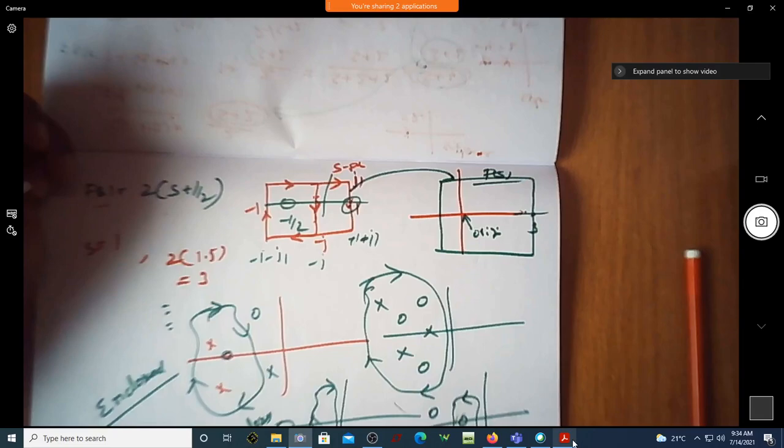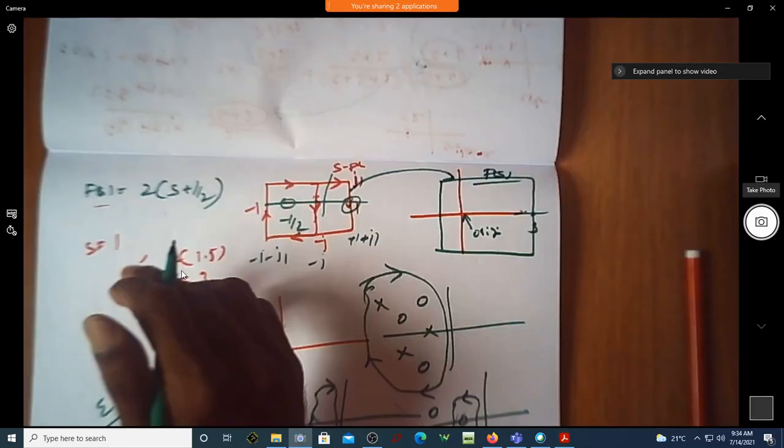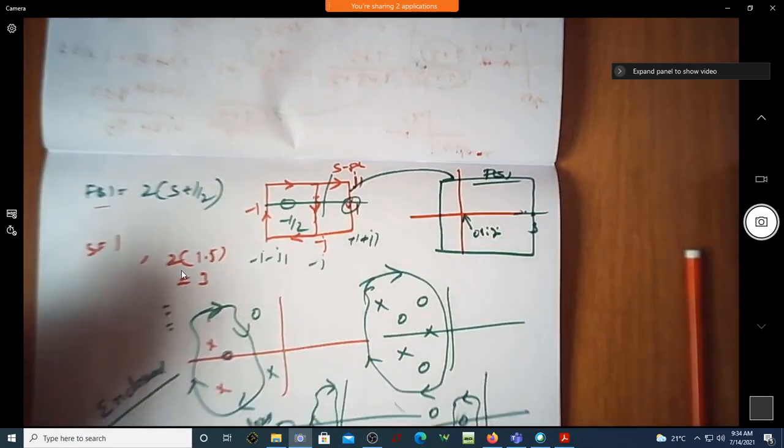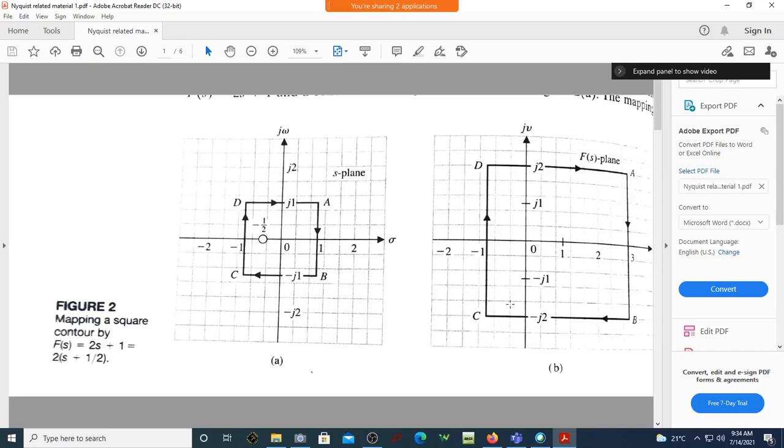Correct? Yes, sir. So it is not actually 3. What I wrote was 3 because this is what we have it as. Each and every point, if you see it over here, can you see all these points? They are all mapped here. Is this A equal to this? Is this 1 equal to this? Is this minus 1 equal to this? So they are all one to one.